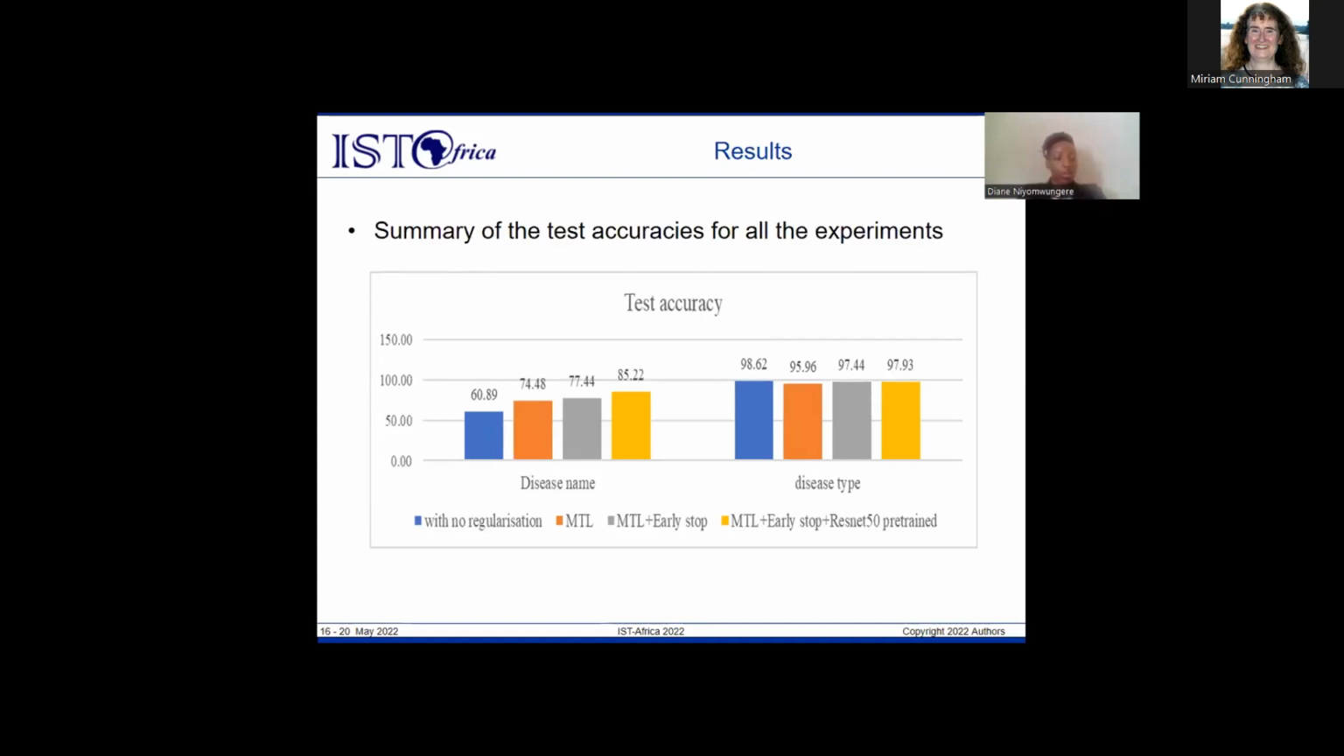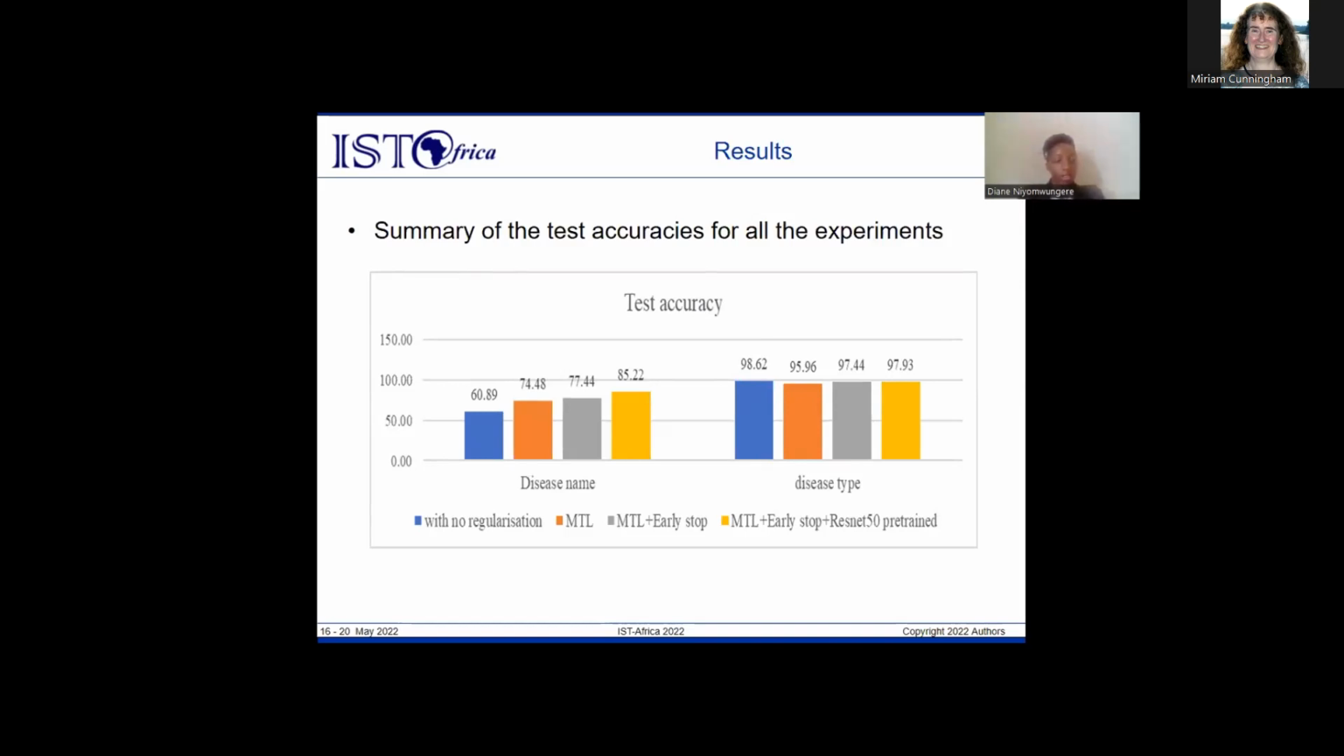The third experiment involved adding an early-stop technique to the multitask learning model with the patience of 10. The fourth and last experiment was about using a pre-trained ResNet 50 model on ImageNet for the feature extraction, as our dataset was not big enough.